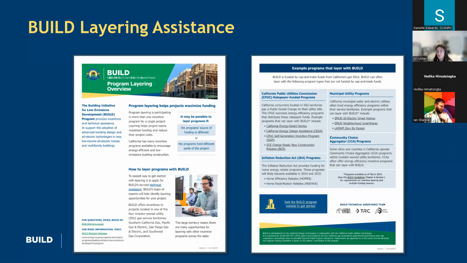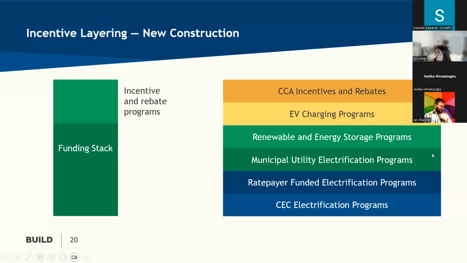Great. So switching gears a little bit here, we're going to go into build layering assistance. As I mentioned earlier on, layering assistance is a way to help keep costs down. Especially for developers of affordable housing, we all know that incentive and rebate programs can be an important part of the funding stack and/or act as gap funding.